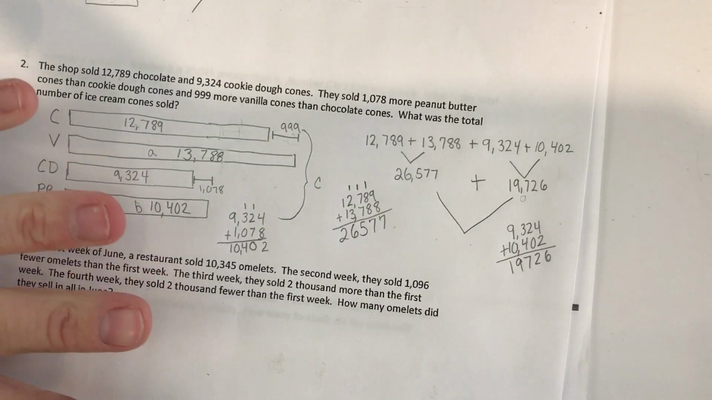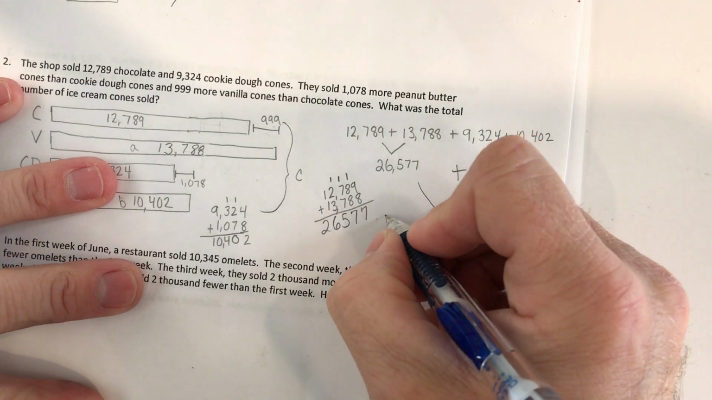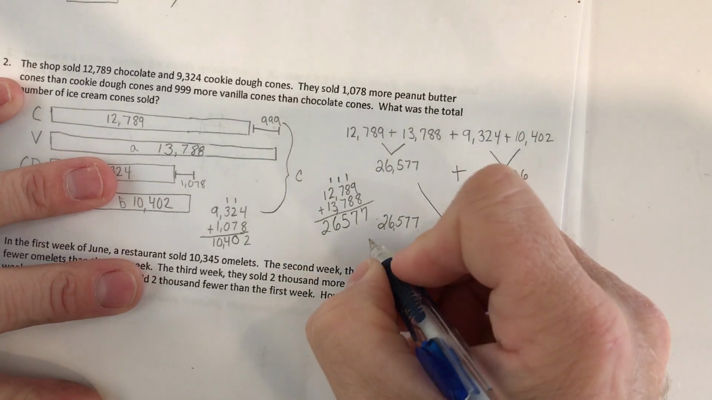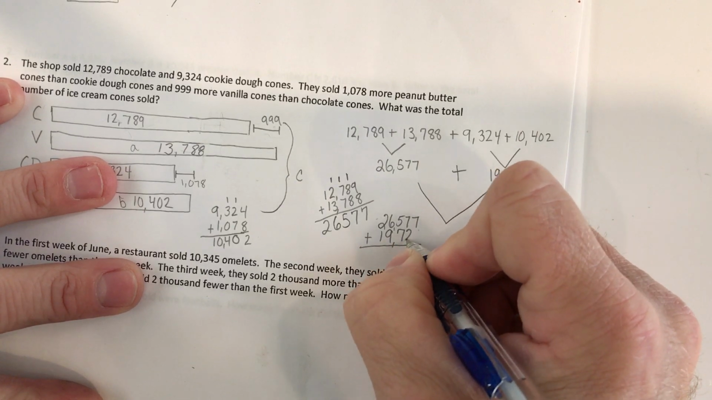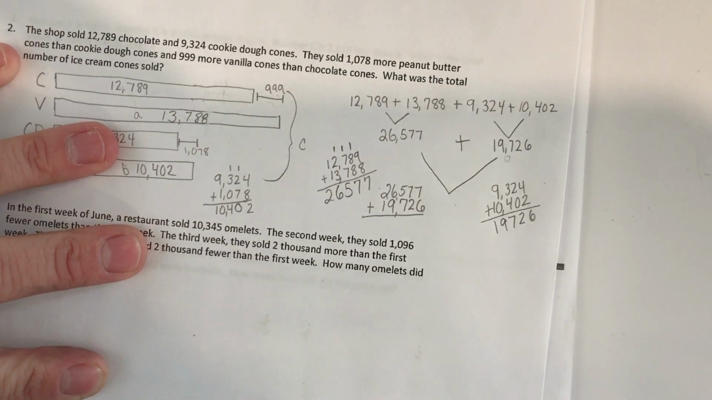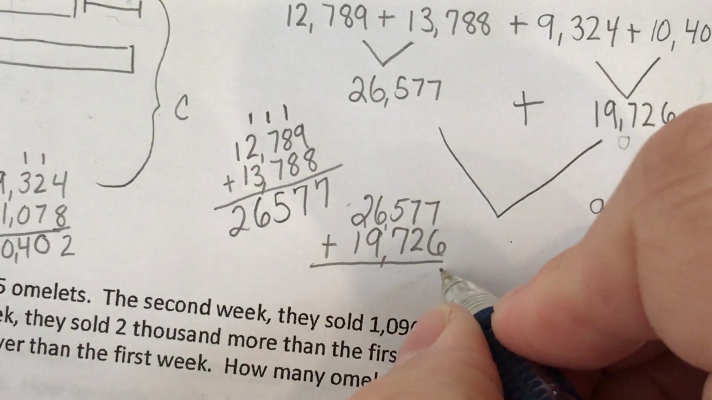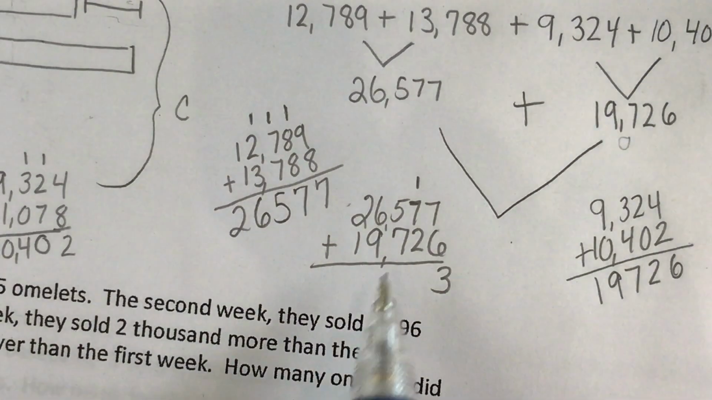You can go ahead and pause me. All right, unpause me and hear what we got. We got 26,577 plus 19,726. I go 7 plus 6. 6 and 6 is 12, so 6 and 7 is 13. Carry the 1. That's a 7 and 2.